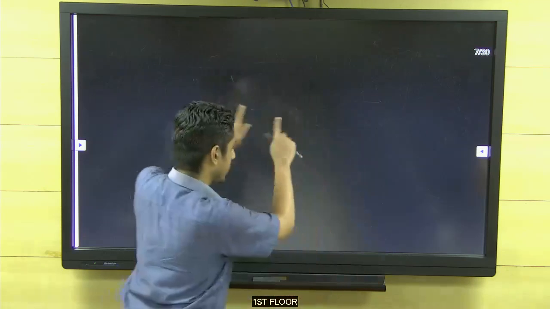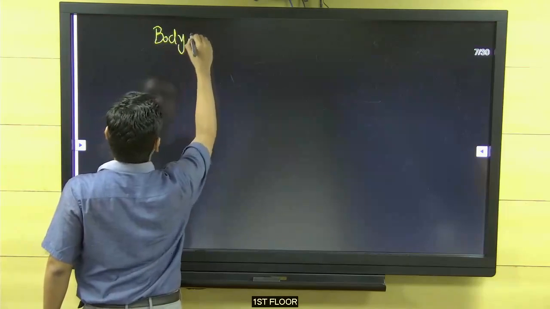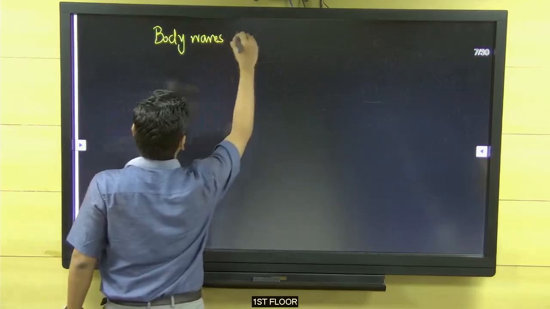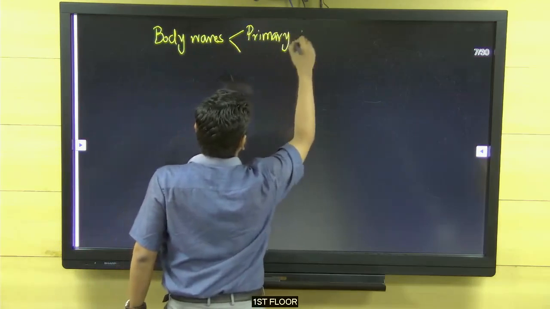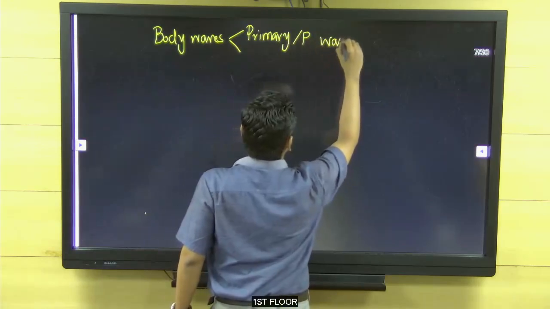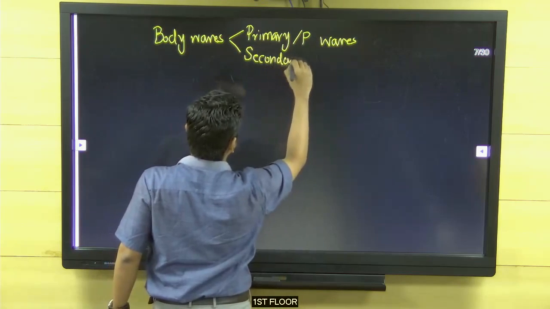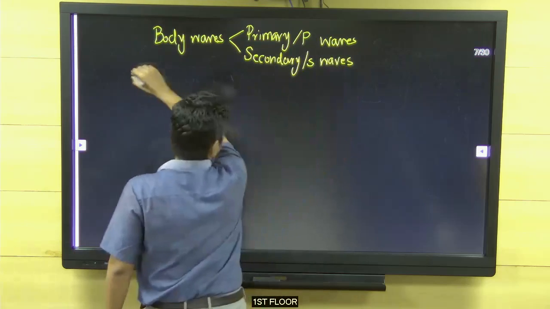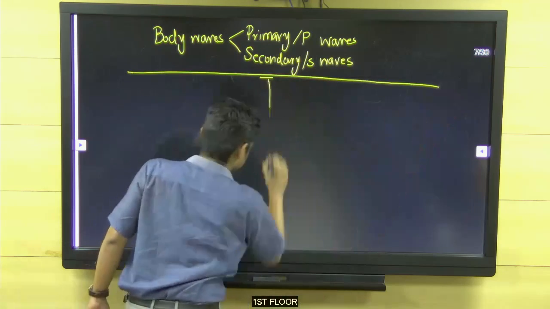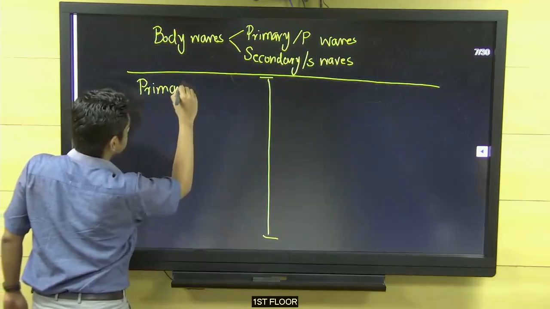Now, these two waves have a fundamental property, and that is very important for determining the Earth's interior. Let me write the statement, and we will explore what property too. Body waves are further divided into primary waves or P waves, and secondary waves, which reach after a time delay, or S waves.